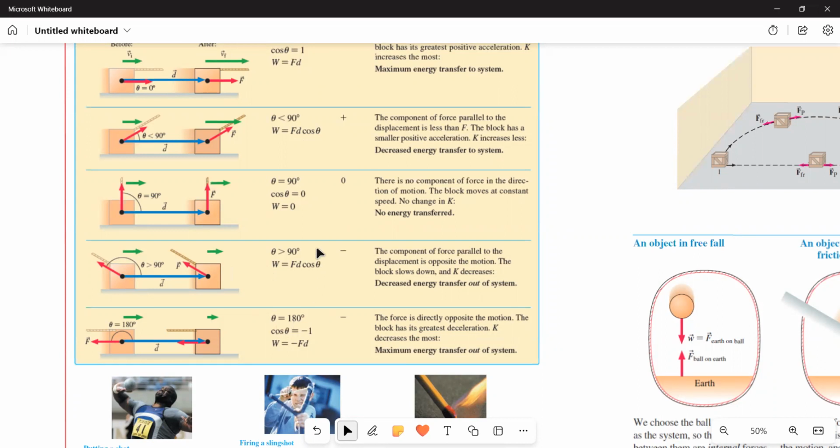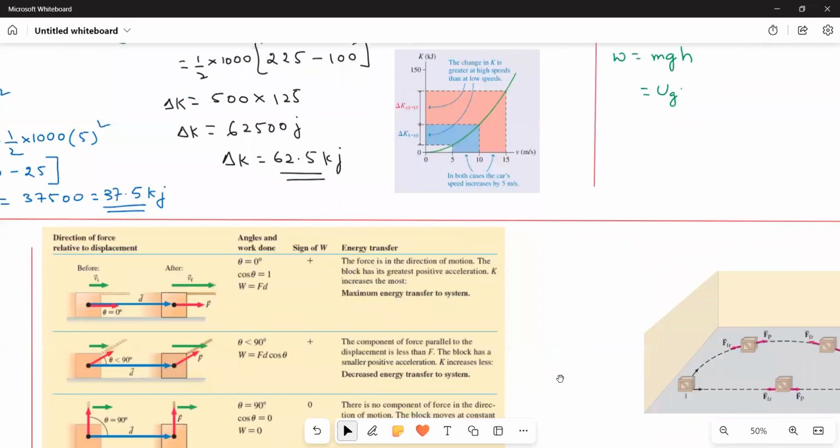That means the work done is negative. Okay, negative work done means there is a decrease in energy, and moreover, the energy is transferred out of the system. In the first two cases, the energy is transferred into the system. In these two cases, the energy is transferred out of the system. Okay, so internal energy is expended. So energy is transferred from the system to the surroundings. That you should know. That is the beauty of the work energy theorem.